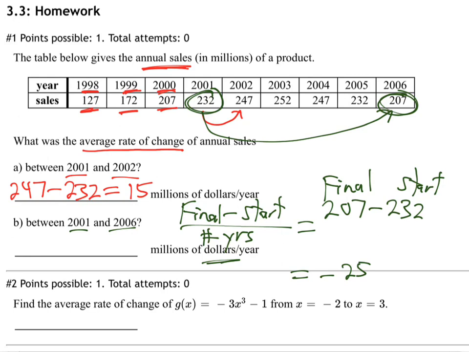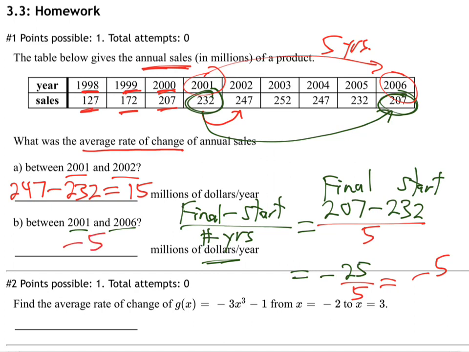But that was over how many years? How many years did it take for that $25 million drop? That was 5 years, because it went from 2001 to 2006. So over a period of 5 years, divide by 5 here. On average, they dropped 25 million over 5 years. So how much is that per year? Divide by 5. Minus 25 divided by 5. That's a $5 million drop, negative 5 millions of dollars per year.